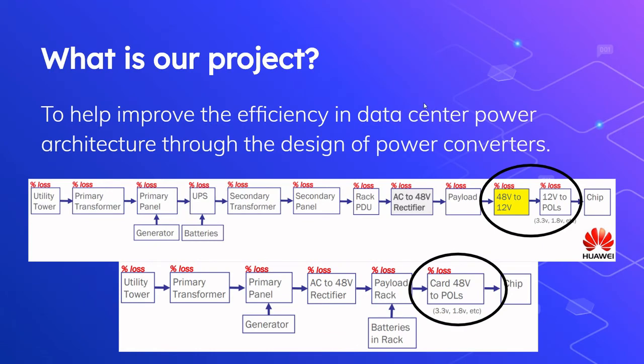Our reasoning behind proposing this new design was basically that the current power architecture just can't handle the growing energy demands that are put on them as society's needs for things like data transmission and storage increase. So our goal was to help improve the efficiency of this architecture today through a new power converter that would be implemented in either the 48 to 12 volt category, 12 volt to point of loads, or 48 volt to point of loads.